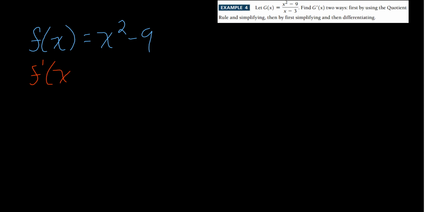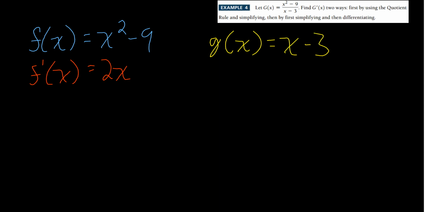Okay. All right, so same deal. We're just going to denote, so we've got f of x is equal to x squared minus 9. F prime of x is equal to 2x. G of x is equal to x minus 3. And then g prime of x is equal to 1. Okay. All right. So low d high minus high d low.